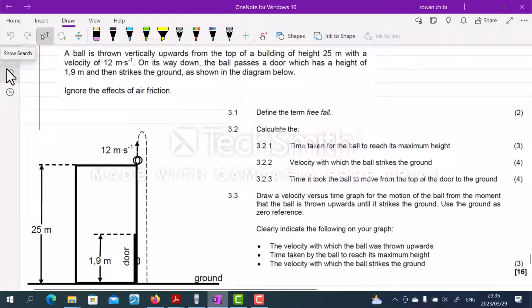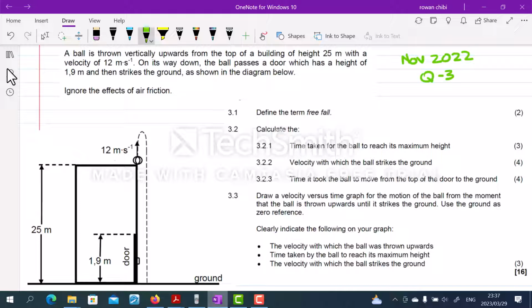Okay, so now we are doing question 3, which is the vertical projectile motions. Let me read you the statement. This is also from 2022, né? It's still November 2022. So if you go to the internet and check for this paper, you will get it.